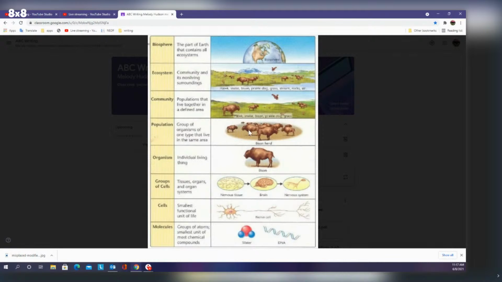Then, when we have populations that live together in a defined area, like you'll see a hawk, a snake, wherever he is, a dog. Oh, there's the snake. You've got grass, different types of plants. Those are a community. That makes a community. And then together, when you have the community and its non-living surroundings, water, rocks, air, that is an ecosystem. So you'll have all these types of living things together and non-living things that are together in a particular area. That is an ecosystem.